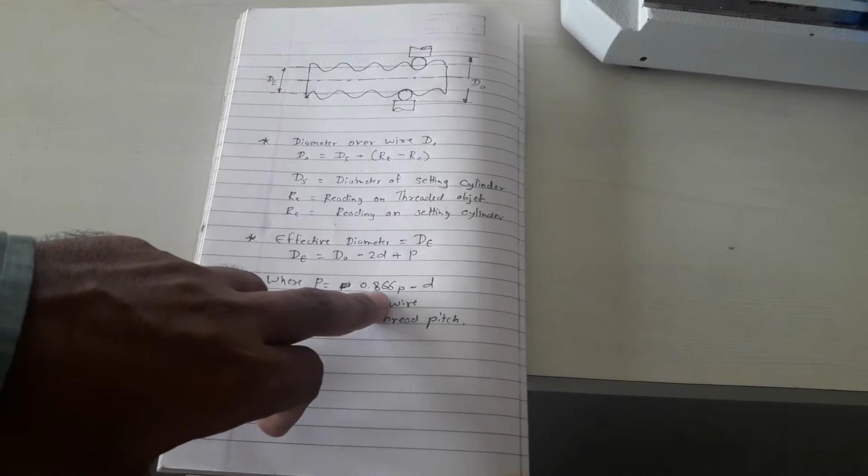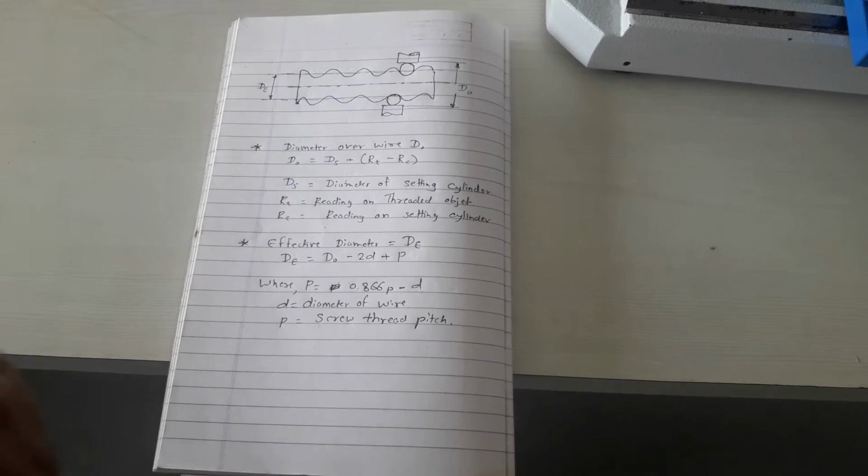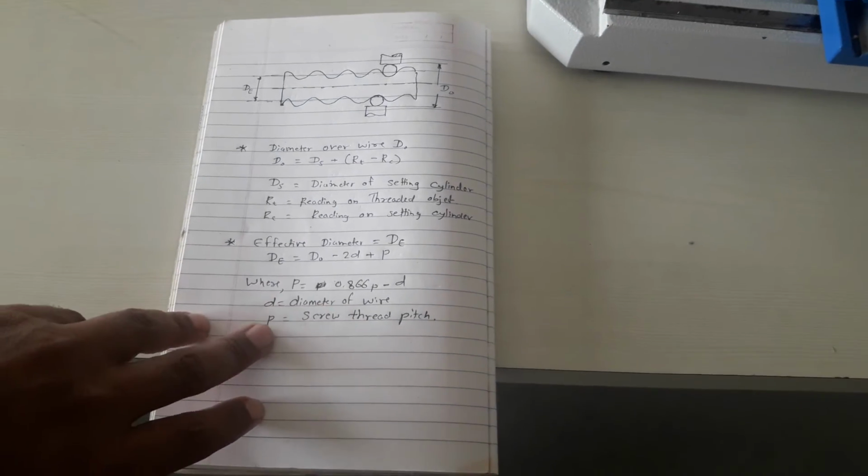Here, capital P, that is pitch value, is equal to 0.866 P, where P is the pitch of the screw thread, minus D, that is wire diameter. D is equal to diameter of wire and P is equal to screw thread pitch.